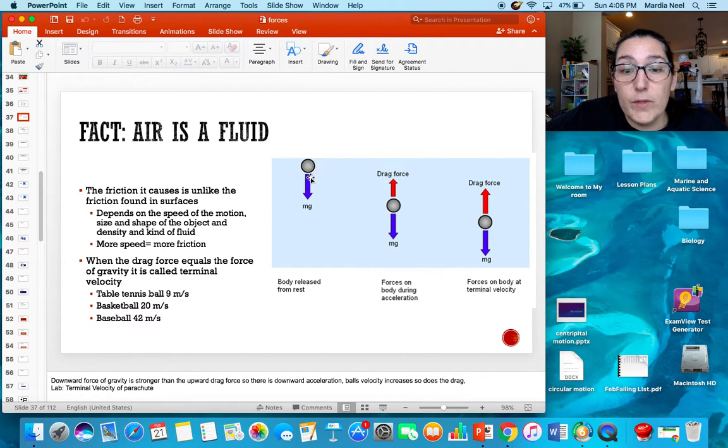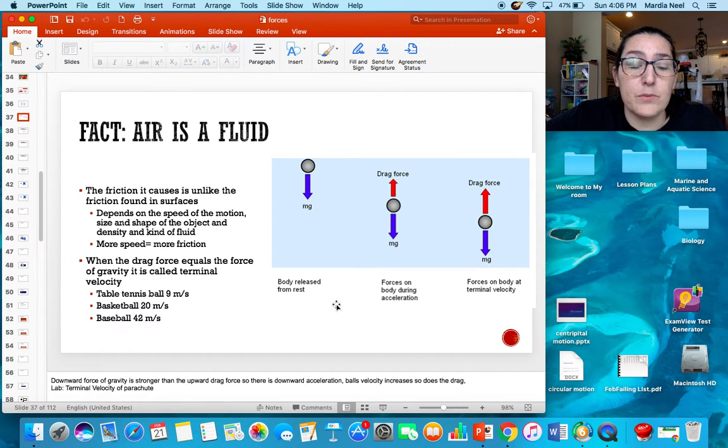When it's released, the only thing that's happening is the force of gravity is pulling on it. And as the force of gravity starts pulling on it, the drag force, or the resistance of the air, starts pushing up on it. For a long time, you're going to have a body accelerate, and that drag force is going to be less than the force of gravity. Eventually, though, they're going to equal out. And when they equal out, we say that they're at terminal velocity, meaning they're no longer accelerating. They're continuing to travel at the same rate.